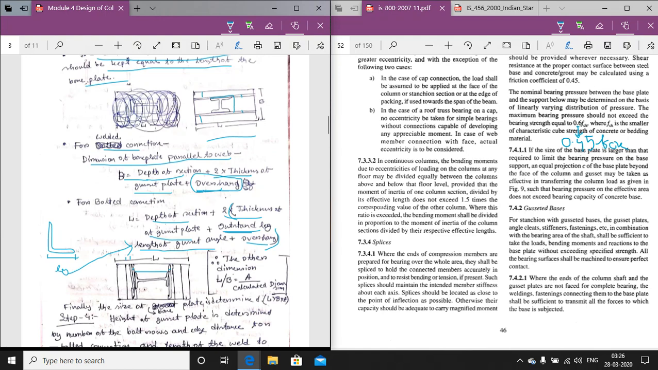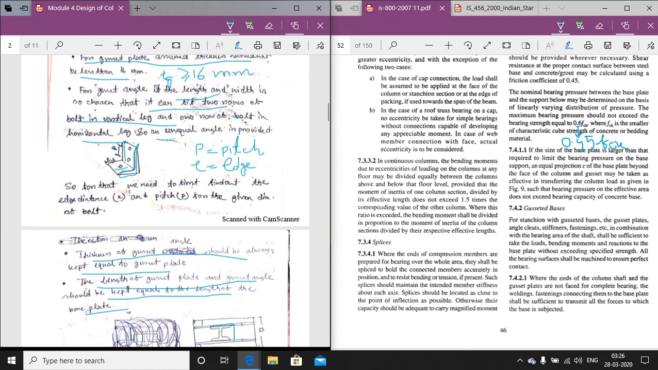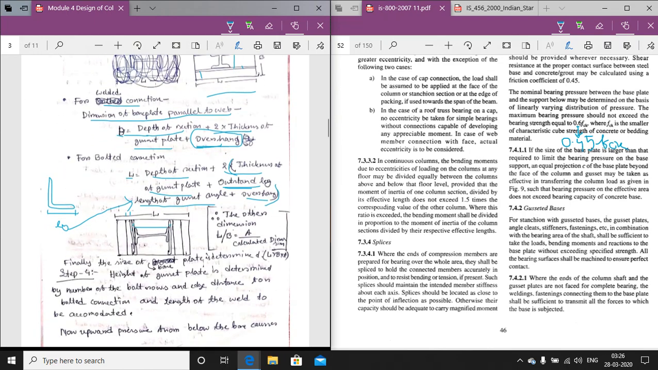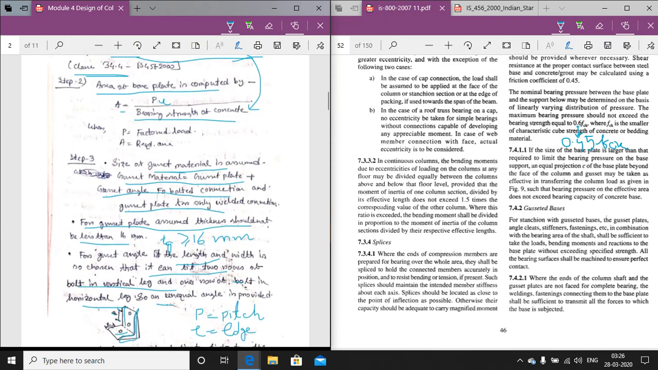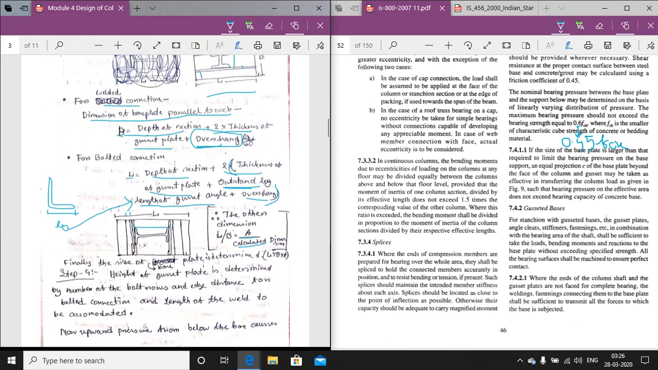Now the other dimension. Here we are calculating one dimension L and here we are going to B. So the other dimension will be calculated: we have calculated the area A, then the other dimension will be the calculated area divided by the dimension. The required area divided by the calculated dimension, we will get the value of the other dimension.